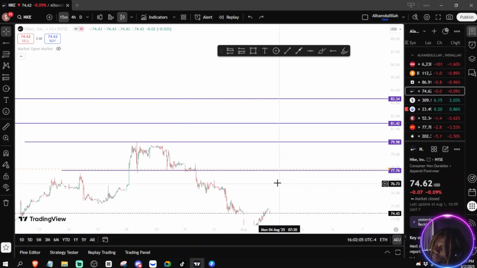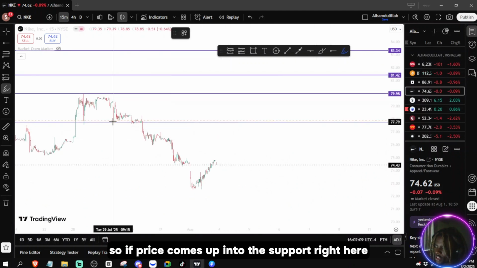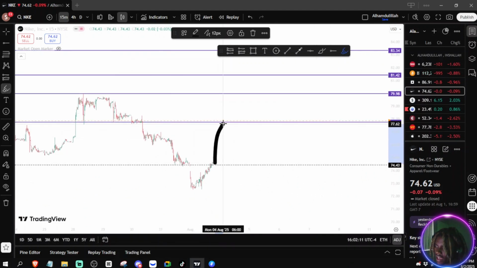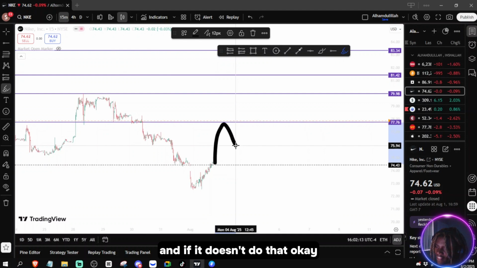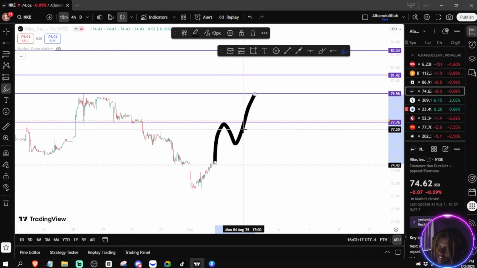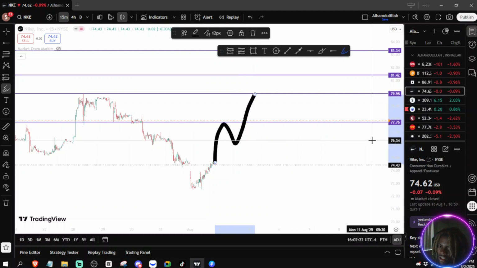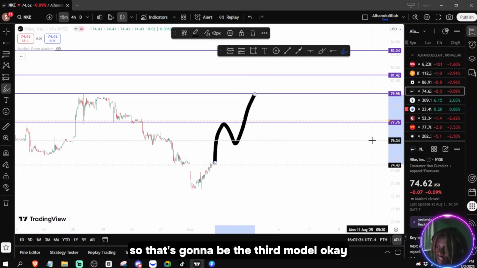So if price comes up into the support right here, and if it doesn't do that, even if it does do that, if it breaks, then I can get in. So that's what I call support and validation. So that's going to be the third model.